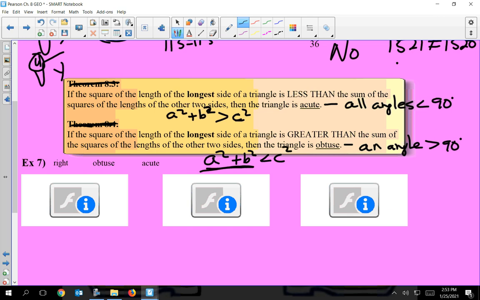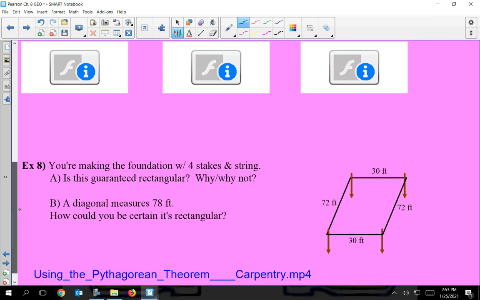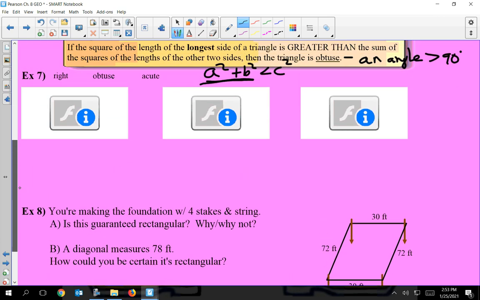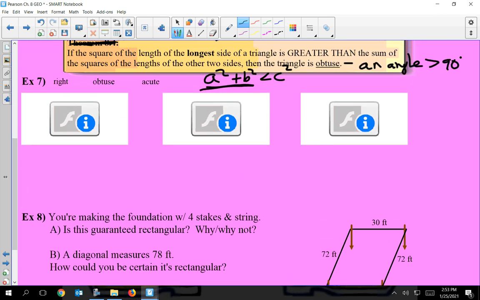Okay, if you don't understand the inequality signs, you're going to mess those up. All right. So we got some funky stuff here on this one. Not sure what we're doing here. Okay. So we got three choices.